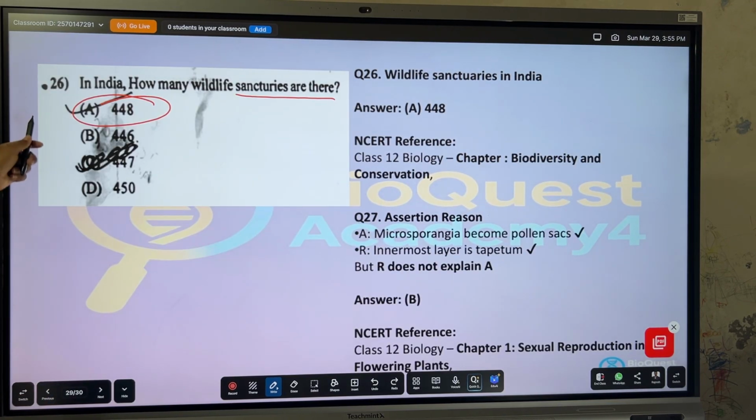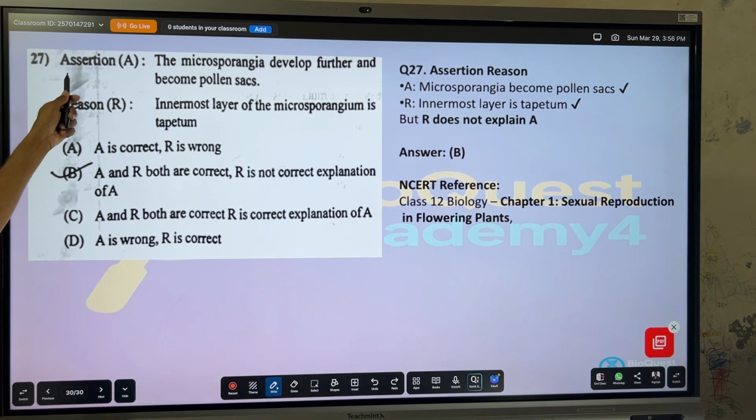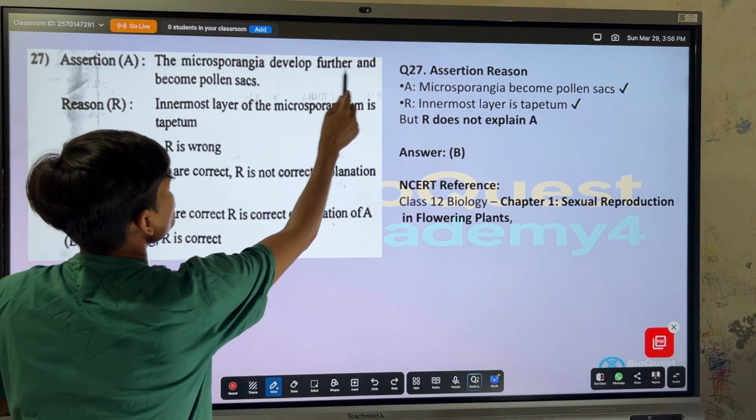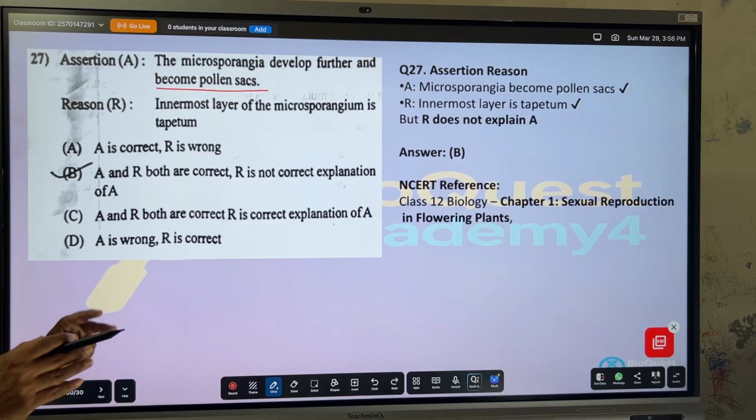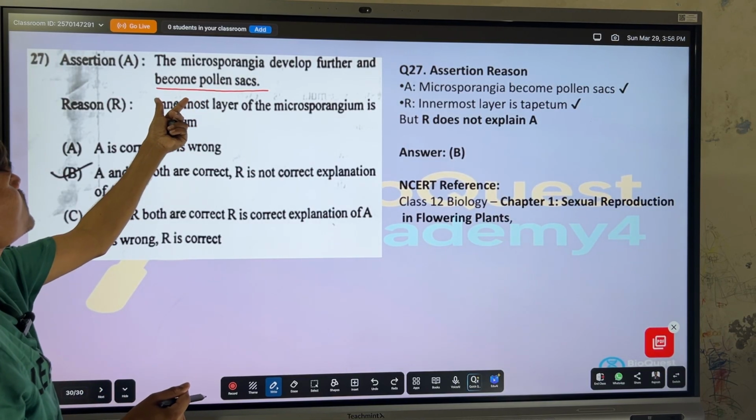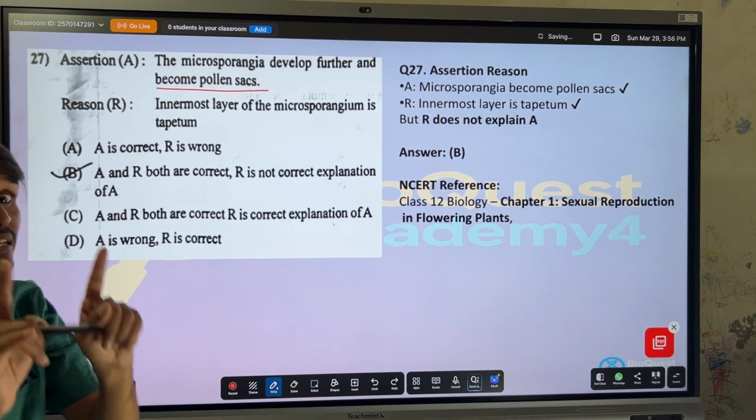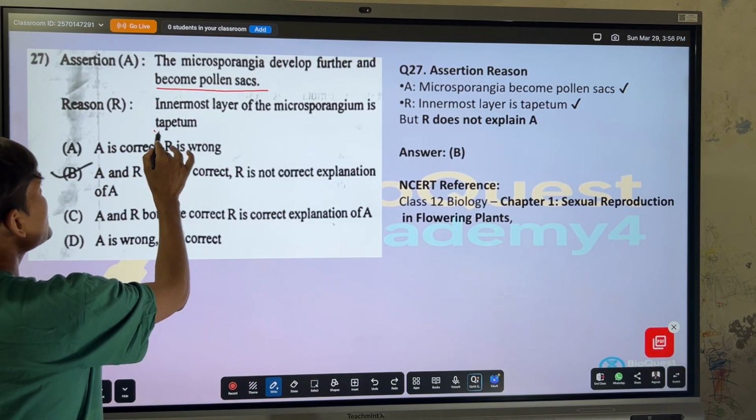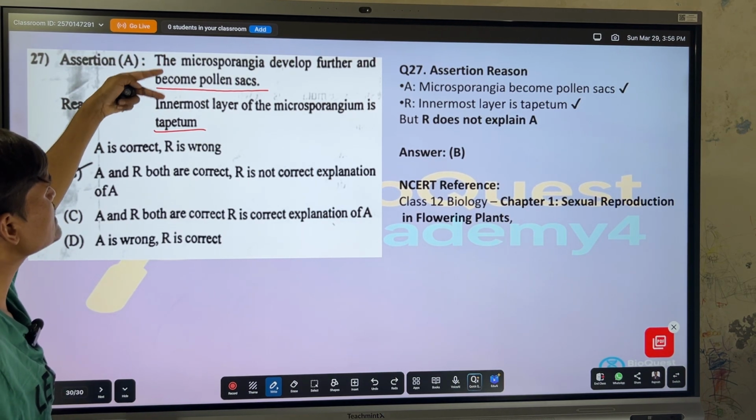Just a second. This is question 27. Assertion and reason type of question. Assertion A. The microsporangia develop further and become pollen sacs. Reason R. Innermost layer of the microsporangium is tapetum. Now, this is also correct. Means both sentences are correct. But let's see what are the options given.